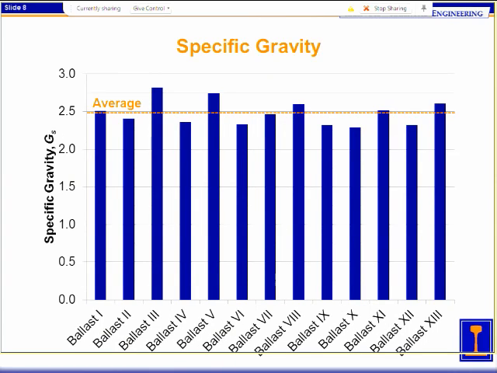Specific gravity, we're pretty similar there, but we're falling. Our average is right about, I think, 2.49, 2.5. And we're going up to about 2.7, going down as low as 2.26.